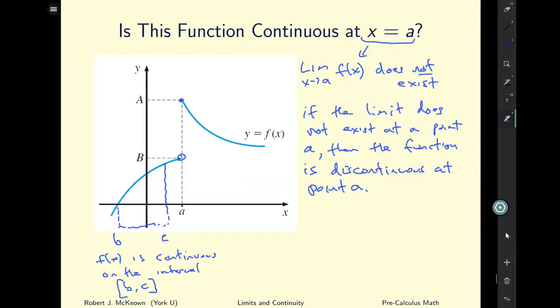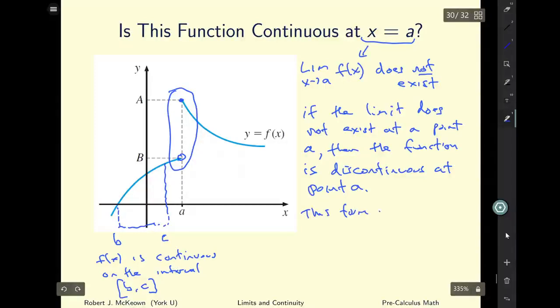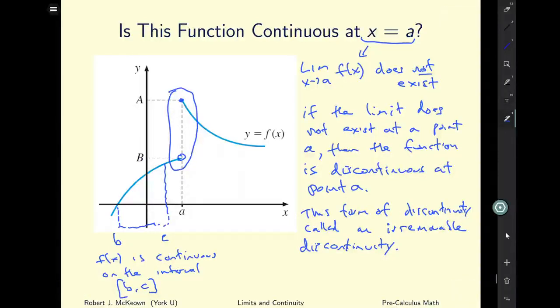Now let's get back to the discontinuity that we see right here. This kind of discontinuity is called an irremovable discontinuity. We can't just replace the discontinuity with its value at the limit, because you see that there's this big jump.